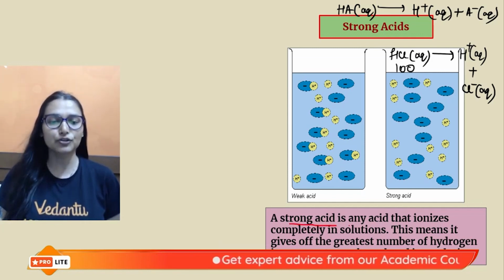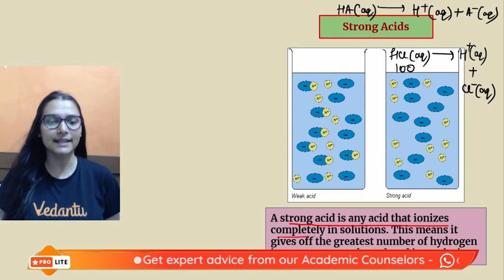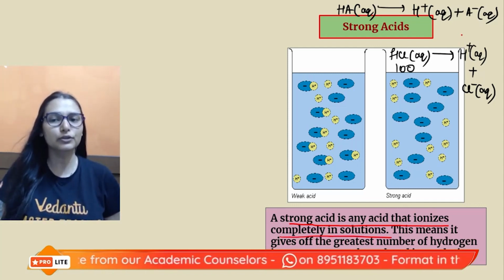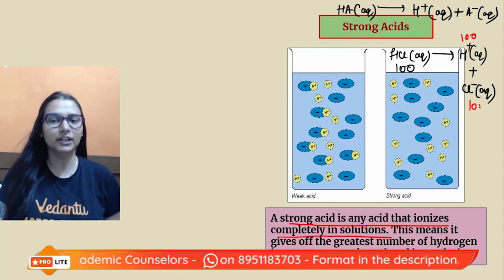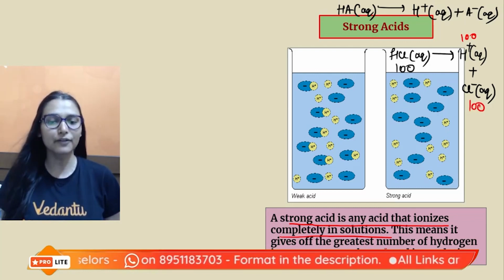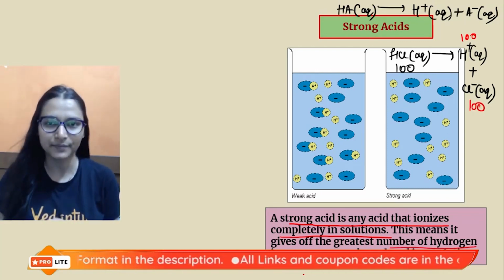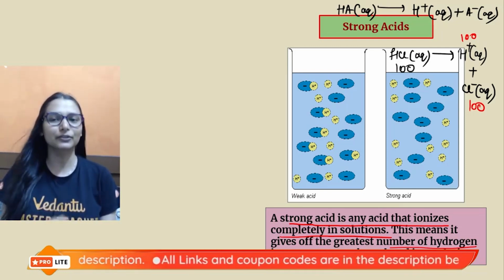Read it. A strong acid is an acid that ionizes completely in the solution. So 100 molecules, all of them are broken down completely. So such kind of acid is going to give us a lot of H plus ions in the water, isn't it? So these are the strong acids.